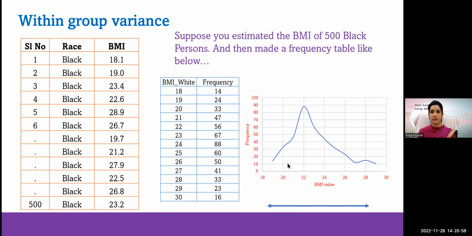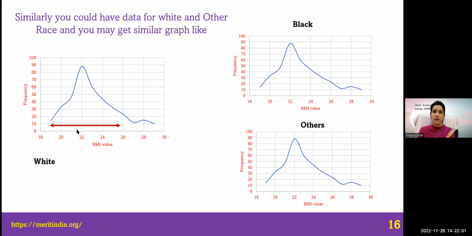Similarly, you can have a group variance of the other race, that is white. In this case, you can see that this is a white population, and you have got a similar frequency distribution of BMI. This is the variance of all the white individuals. The third group is the others. So you have the variances of all these three groups, and these variances are known as the within group variances.